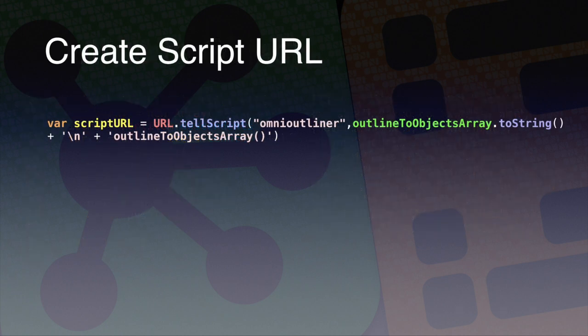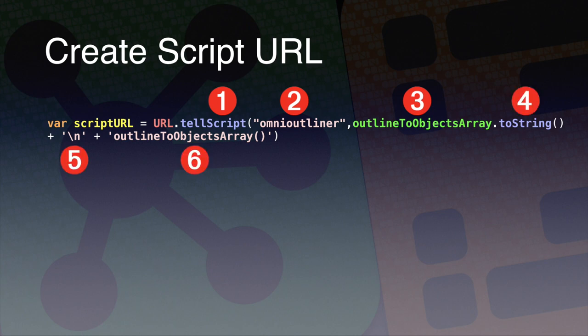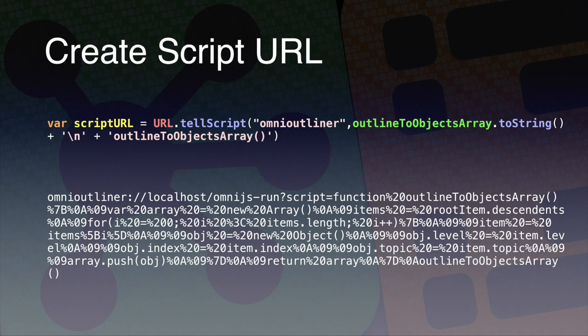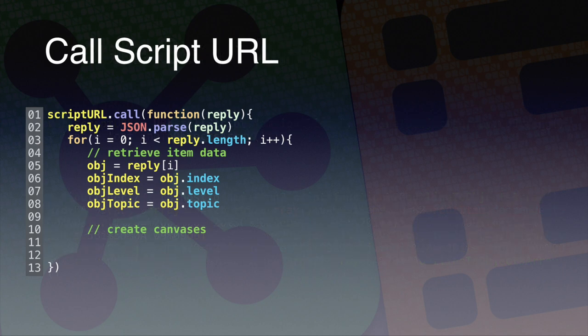Then what I'm doing is creating an Omni URL with that code. So there's my function name. I turn the function to a string, do tell script off the URL class right there, and I put in Omni Outliner, get the script, and then I have a line that actually calls the function. And it looks like this when it's done. So I take this, and then that gets used to call the other application.